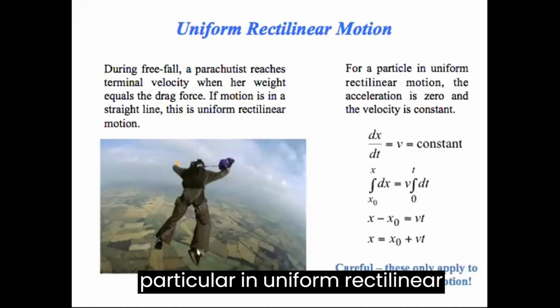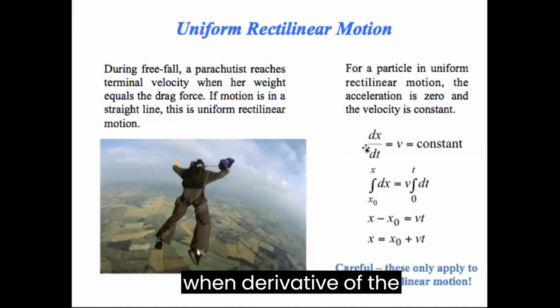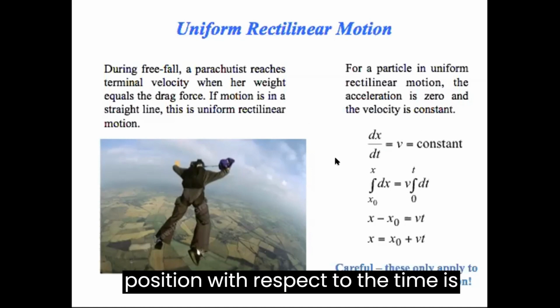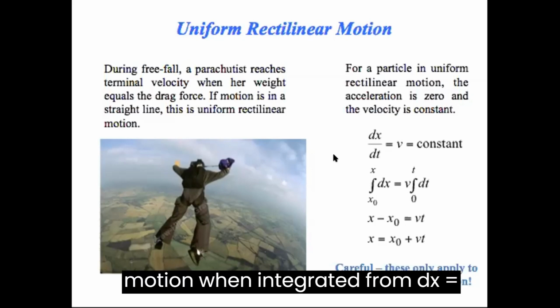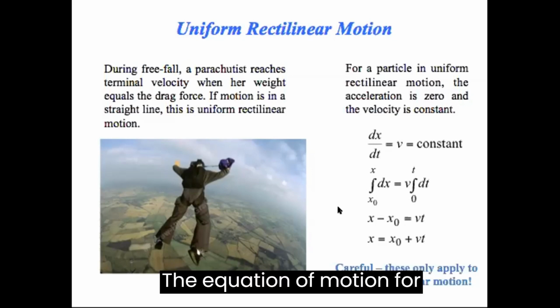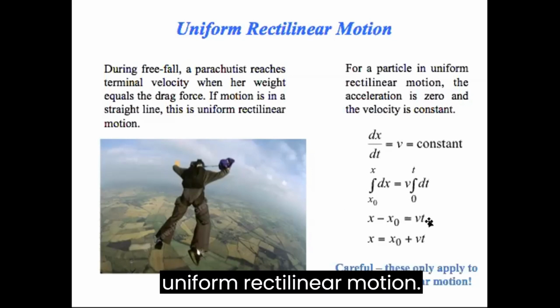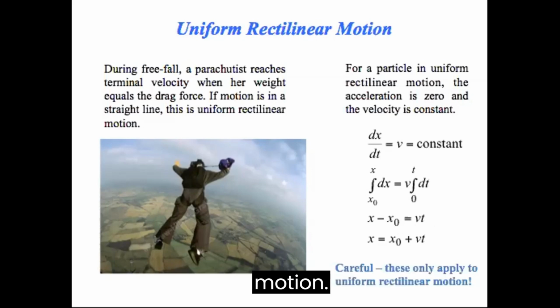For particles in uniform rectilinear motion, the acceleration is zero and the velocity is constant. When the derivative of the position with respect to time is constant, it means the particle has uniform rectilinear motion. When integrated from dx and v dt, we find the equation of motion for uniform rectilinear motion. Careful, these only apply to uniform rectilinear motion.